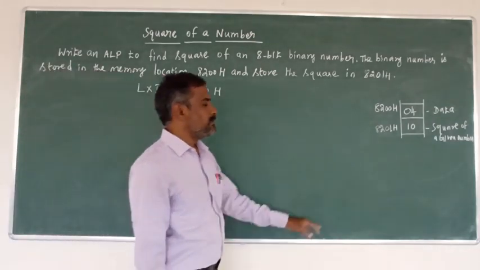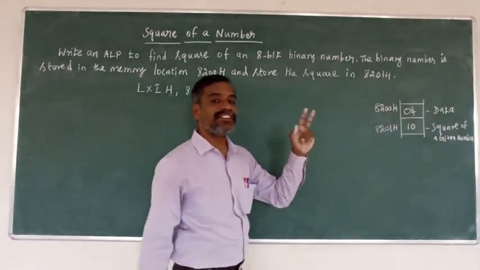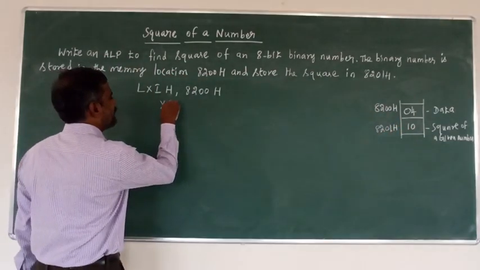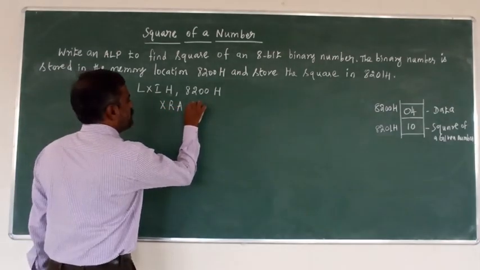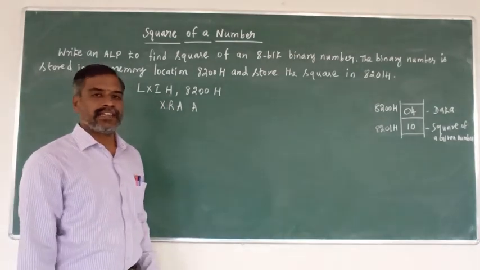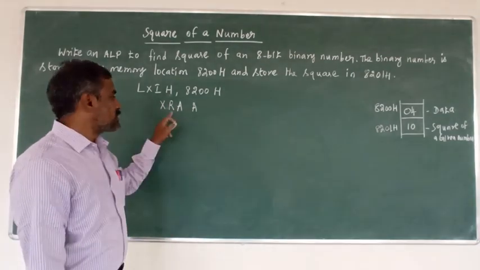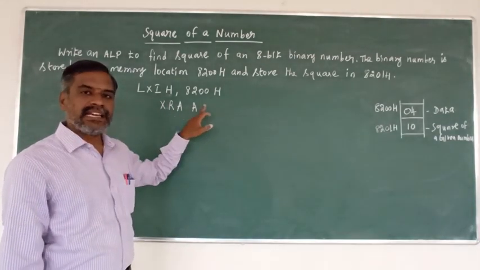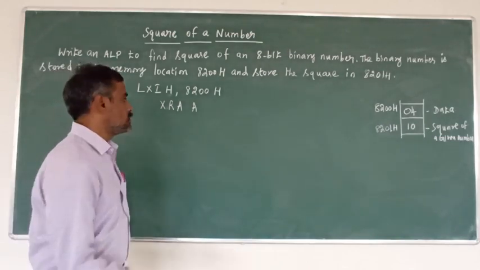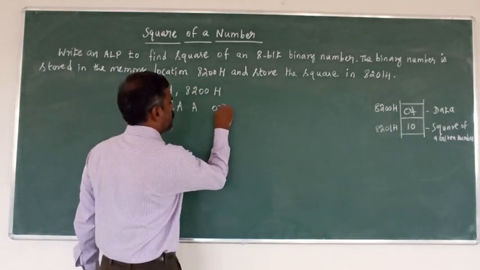Now data to move to different registers. Before that, to clear the accumulator content, we can use XRA A. This is exclusive OR of the accumulator with the accumulator. Now the accumulator content will be 0.